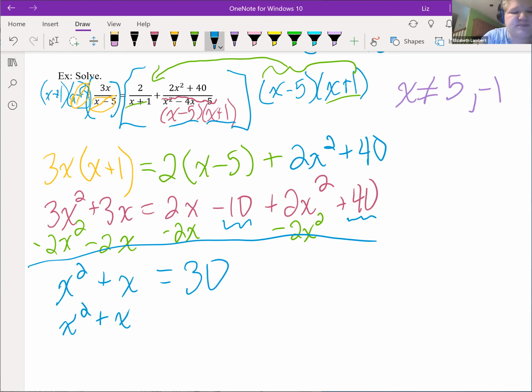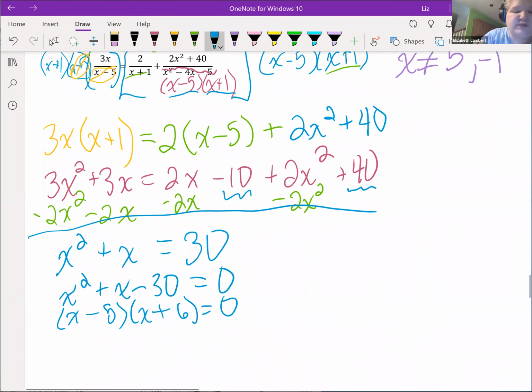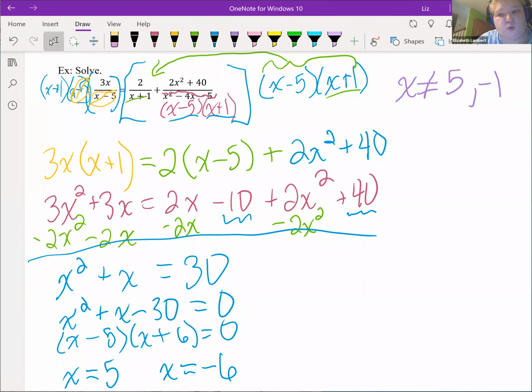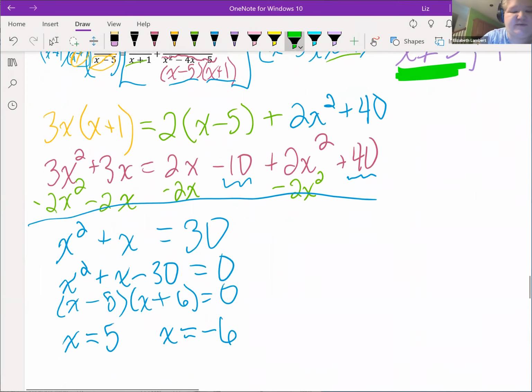X squared plus x minus 30 equals 0. So it's going to factor 5 and 6. We want a positive x, so we make the bigger one positive, the smaller one negative. So our potential solutions are x equals 5 and x equals negative 6. But wait. Remember I said one of these was going to be the screw up. Here it is. X can't be 5.